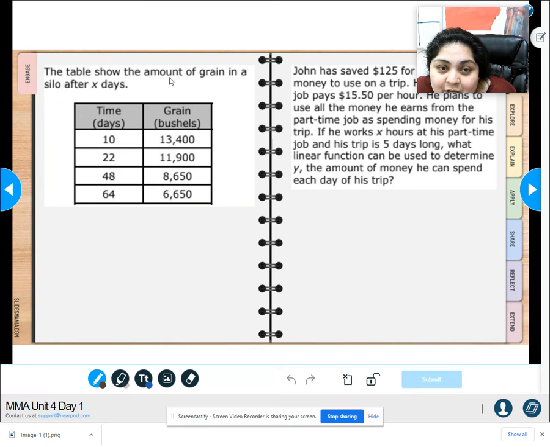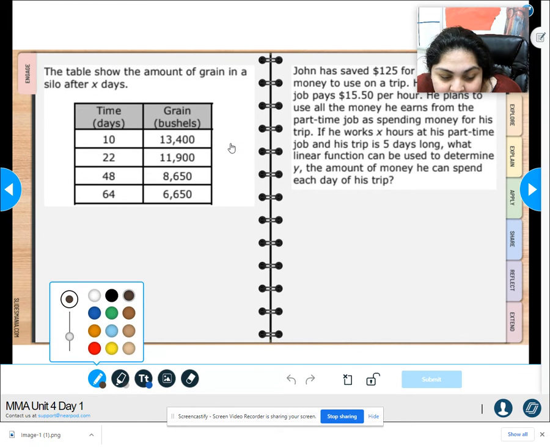The table showed the amount of grain in a silo after x days. Remember, this is kind of like a cylinder with a funnel at the top, where they put the grain. All we're trying to figure out is if it's linear. So you want to figure out what the pattern is. What's the pattern in the y's? What's the pattern in the x's? And see if that gives you a linear or not. We're going to zoom this out a little bit.